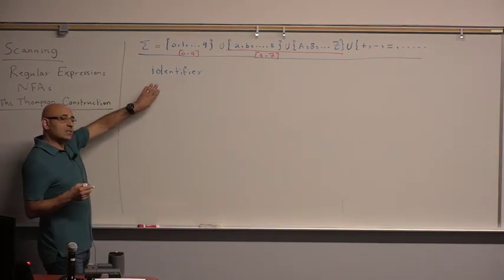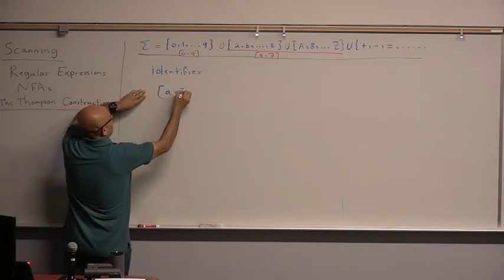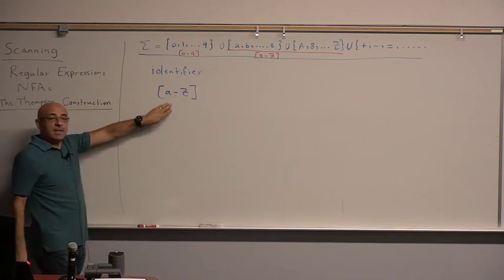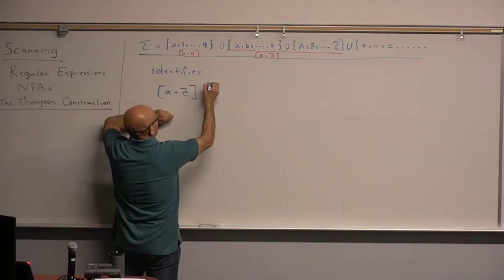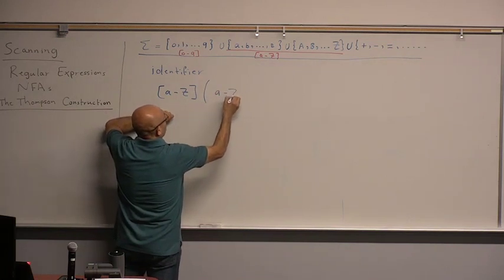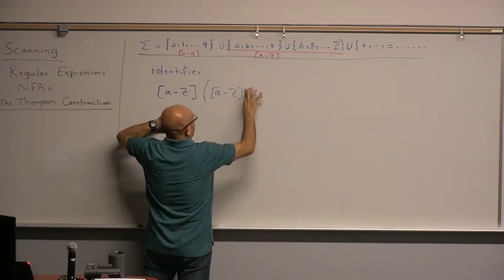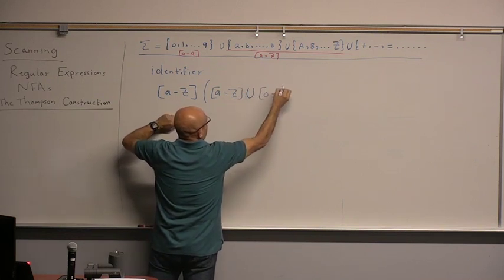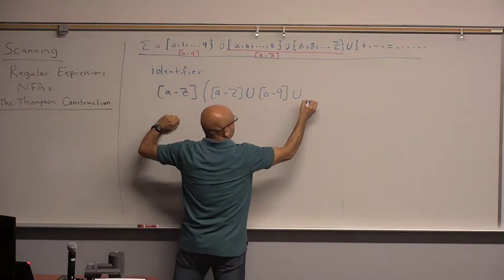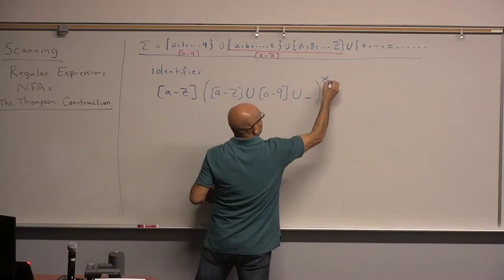With regular expressions, you have to start with a letter, right? So it's going to be A through Z. Then A to Z, 0 to 9, and underscore, which won't be in the same bracket. Yeah, A to Z, or 0 to 9, or underscore. And this, we can repeat as many times as we want.